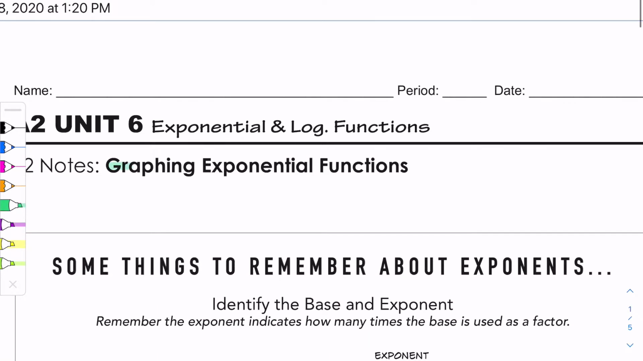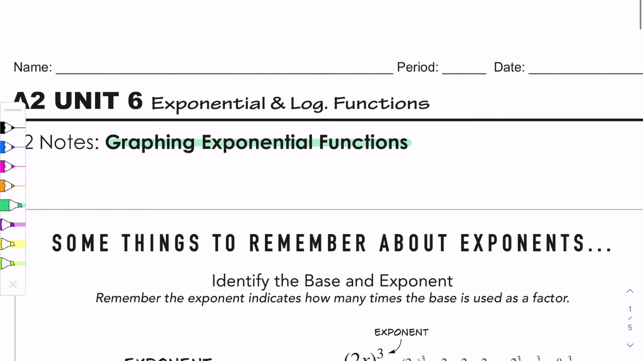Today we're going to be graphing exponential functions. Graphing exponential functions includes the transformations we reviewed multiple times already this year: shifting left, right, up, down, reflections, dilations, all of that stuff. Before we review graphing, there are some exponent rules we need to go over.